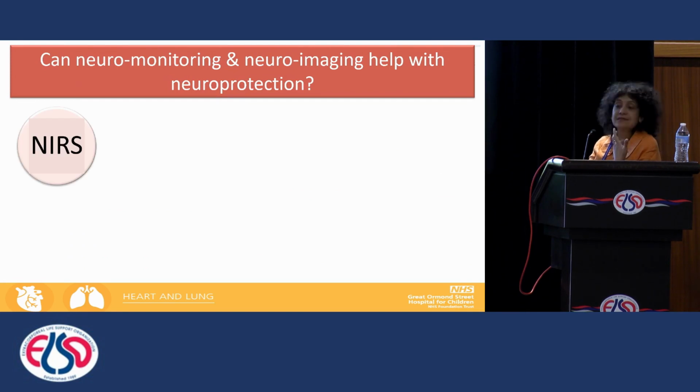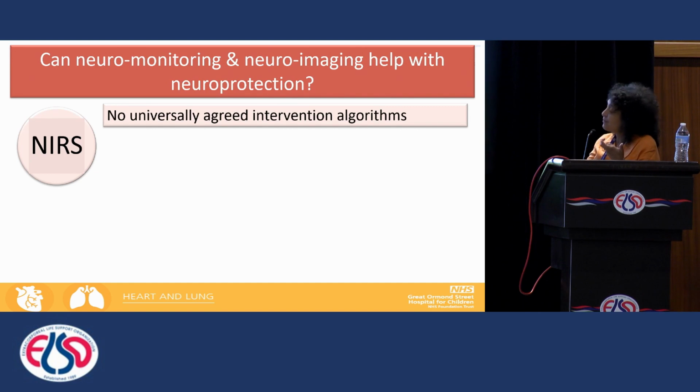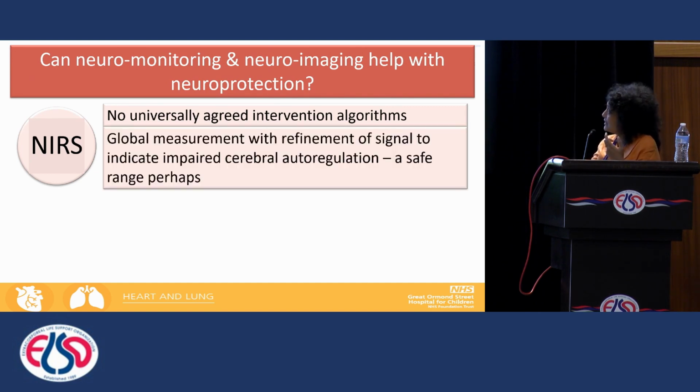So we have this, always this dilemma. Can neuromonitoring and neuroimaging help with neuroprotection? Because at the end of the day, that's what we want to see. We may not be able to prevent every complication, but can we mitigate? NIRS, we use it, but there are no universally agreed intervention algorithms. We know that global measurement with refinement of signal may indicate impaired cerebral autoregulation and a safe range, perhaps.